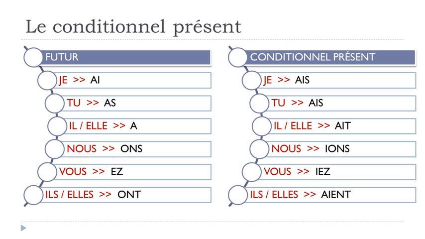So to be totally honest, because basically we construct these two tenses the same way, the endings here and here will be the only way to make the difference between the future and the conditional. So it's quite important to really remember them by heart. Okay, so remember futur, AI, AS, A, ONS, EZ, ONT, but then conditionnel présent, AIS, AIS, AIT, IONS, IEZ, AIENT.